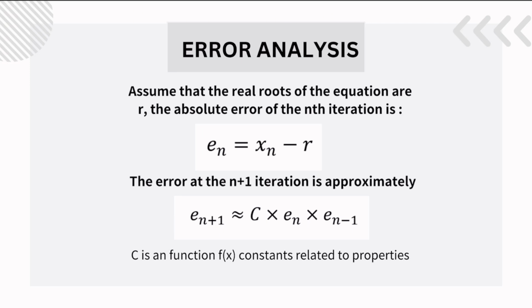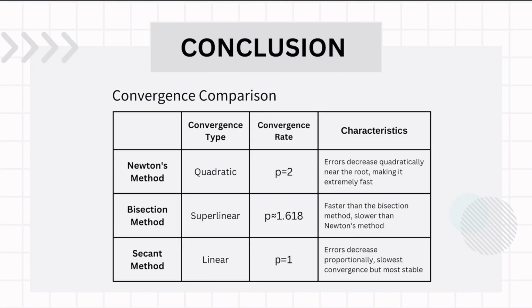In summary, the secant method is an efficient numerical tool for solving nonlinear equations. By leveraging the slope of the secant line, it avoids the complexity of derivatives and converges relatively quickly.